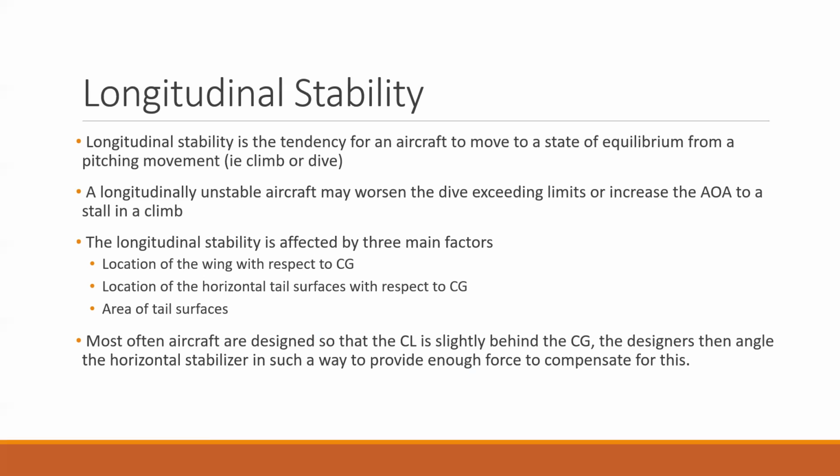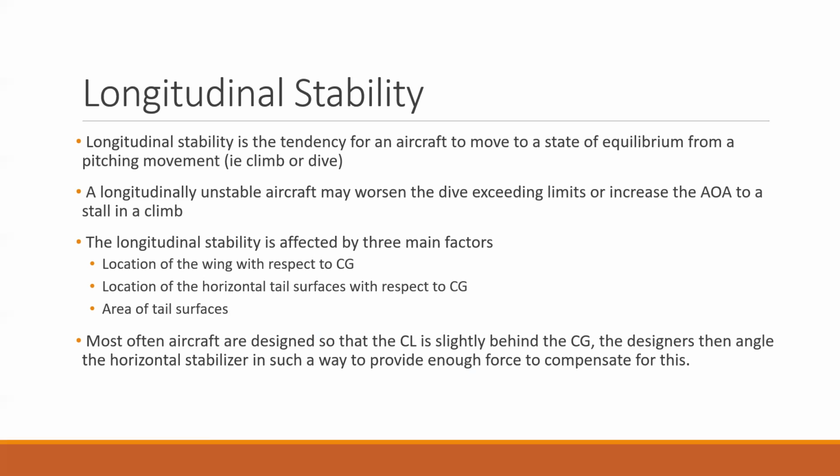One way that modern aircraft manufacturers take care of longitudinal stability is through the position of the horizontal stabilizer, and not only that, but also the angle of the horizontal stabilizer. What they do is take the horizontal stabilizer and put it at some angle.